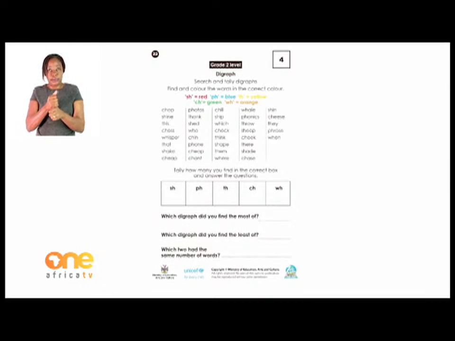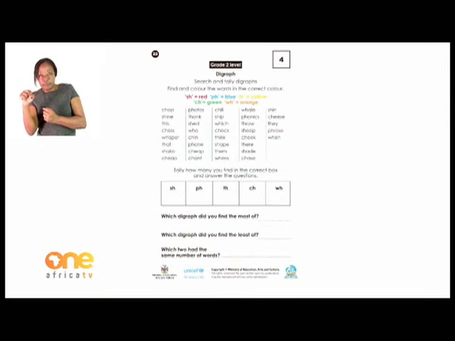Okay. Now, you tally how many you found in the correct box and answer the questions which are below. How many sh sounds did you find? You write the answer, just the number, under the sh in that box. Also the f, the ch, and the th. And then answer the questions that follow under.